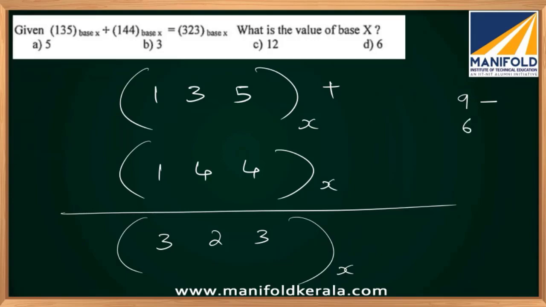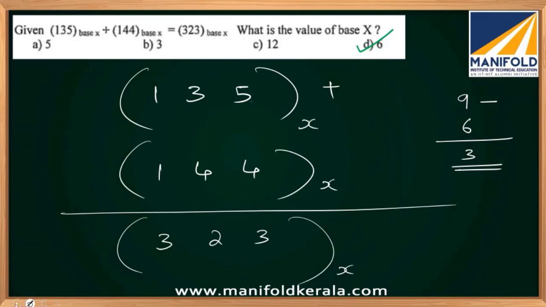So it has to be 6, right? So 9 minus 6 will give you what? 9 minus 6 will give you 3. So the base has to be what? The base has to be 6, right? Okay, so I think that is clear, right? Because when you add 5 plus 4, instead of 9, you are getting 3. So if you want to get 3, then from the 9, you have to subtract the base, right? So which base will give you 3 here? The base 6 will give you 3 here, right? So the base x is actually 6.